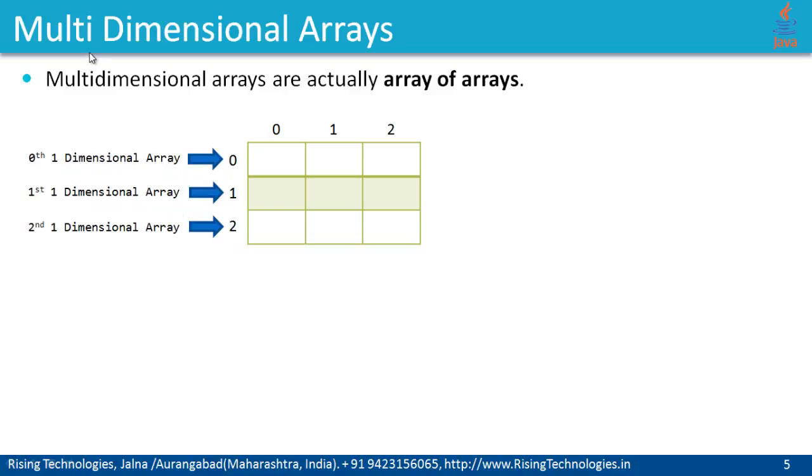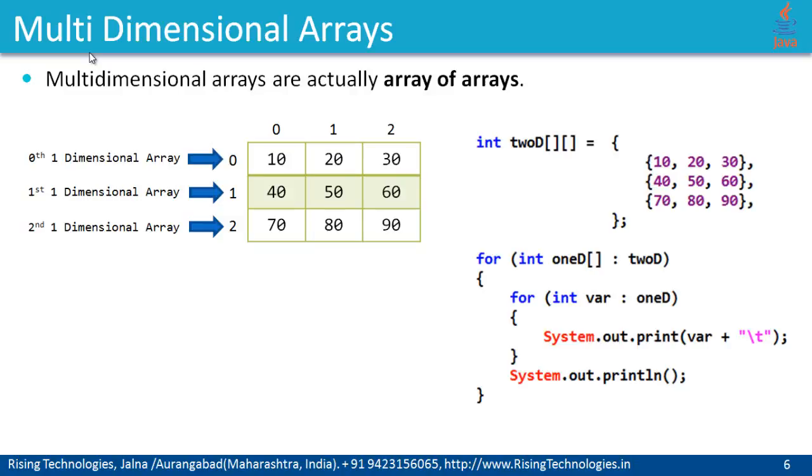Similarly, I can say that a three-dimensional array is an array of two-dimensional arrays. A two-dimensional array is an array of one-dimensional arrays, and a one-dimensional array is an array of variables. So I can make use of a for each style loop to loop through each and every element of this two-dimensional array. Now look at this piece of code.